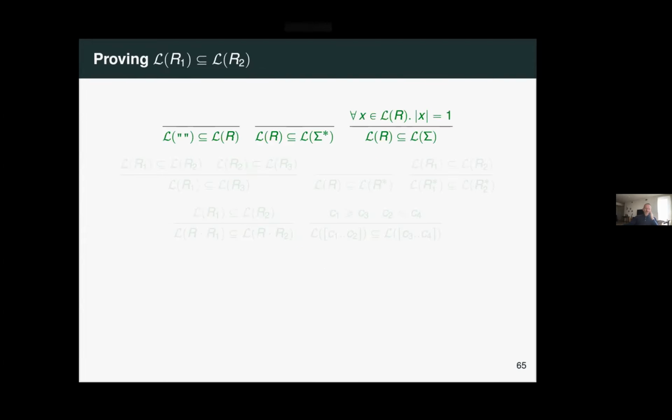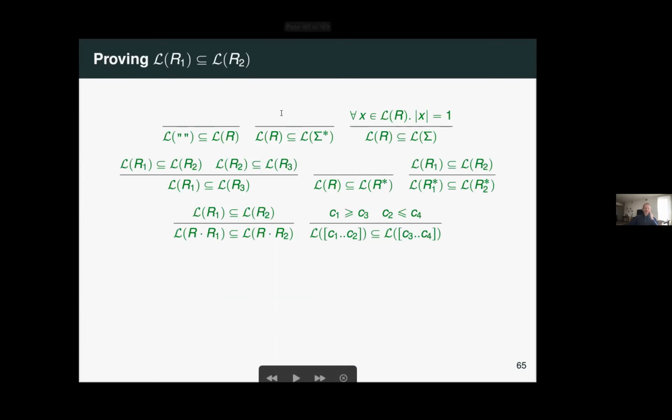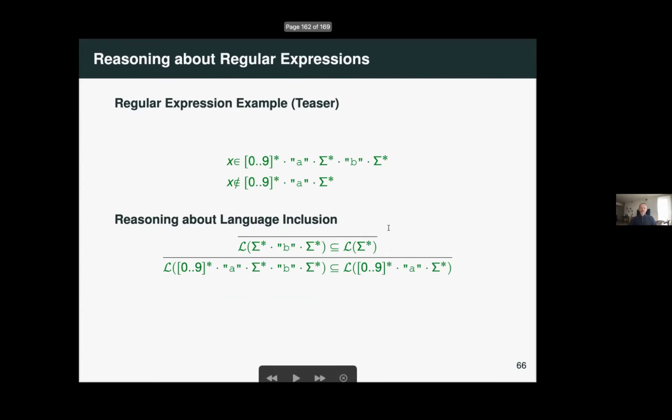Basically it works with a bunch of rules which are fairly straightforward. Things like, the empty language is a subset of anything. Anything is a subset of the full language. Language containment is transitive, and so on. And just some other little tricks here. And this actually allows us to deduce that this first language is a sublanguage of the second one in 2 steps.